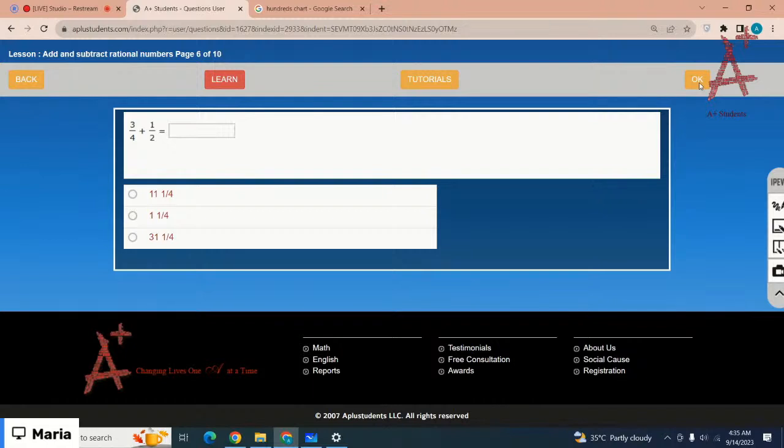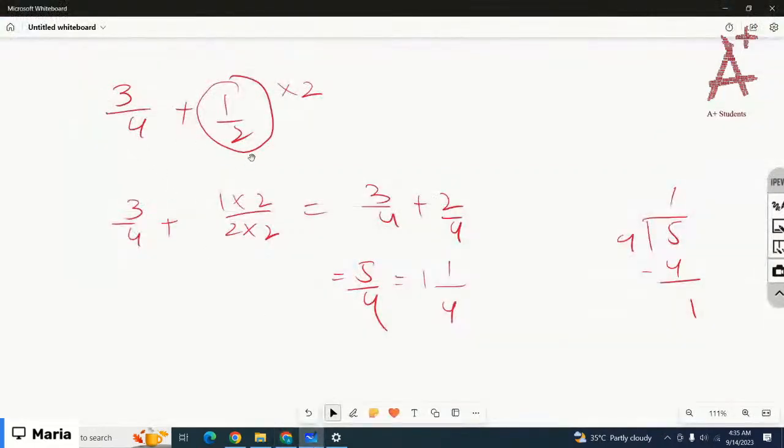3 by 4 plus 1 over 2. I think that's the one we did. Yes, 3 by 4 plus 1 over 2. They have different denominators. First of all, you have to make their denominators same, right? So the smaller denominator is 2. You have to multiply the fraction by 2. So the answer is 1 whole 1 over 4. The correct option is 1 whole 1 over 4.